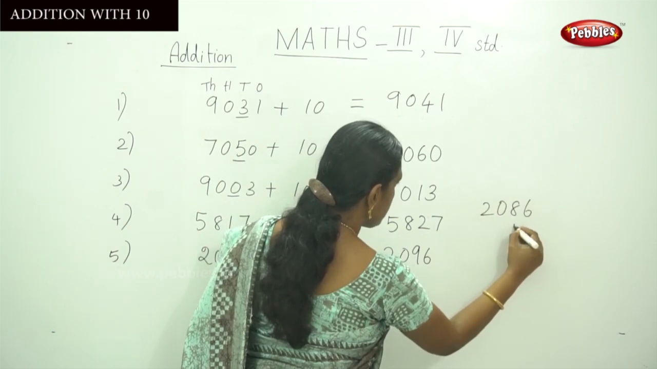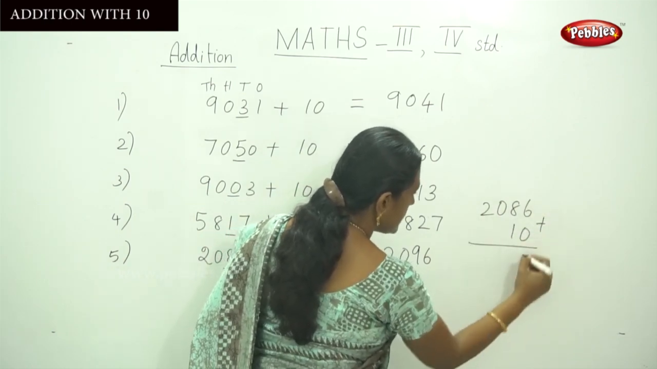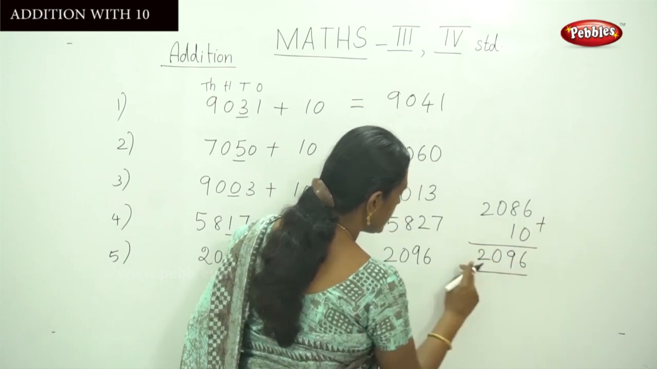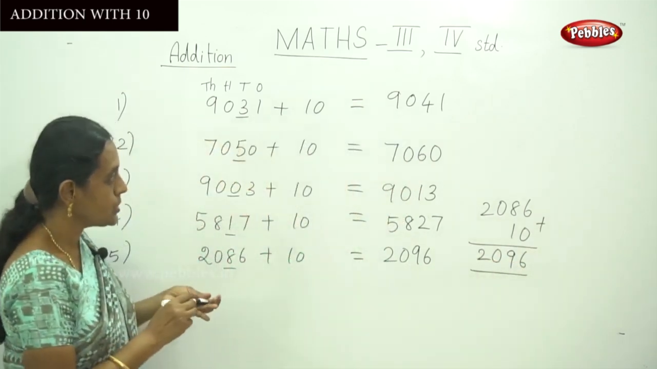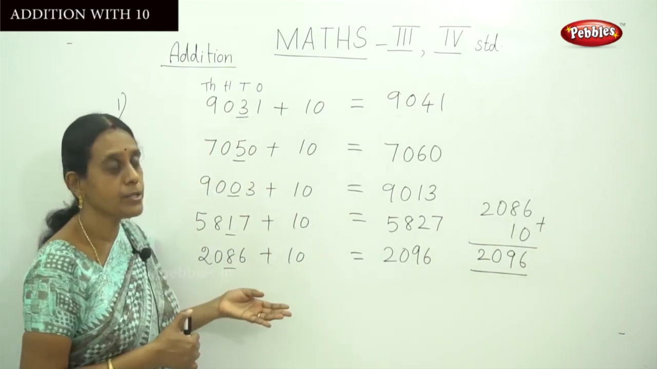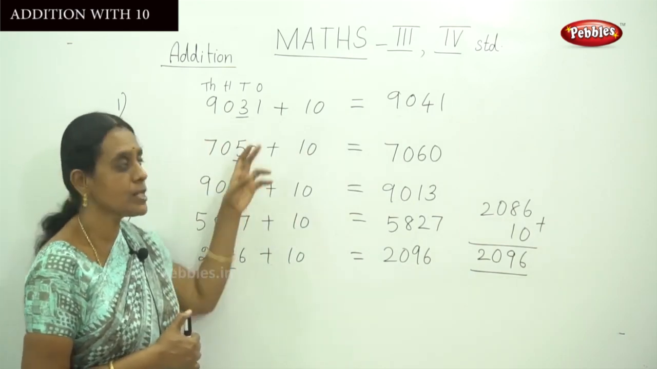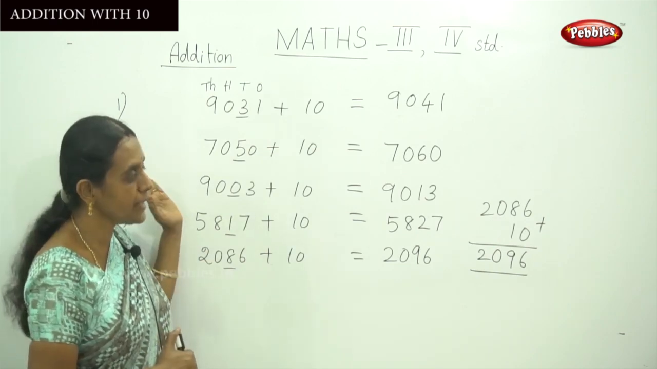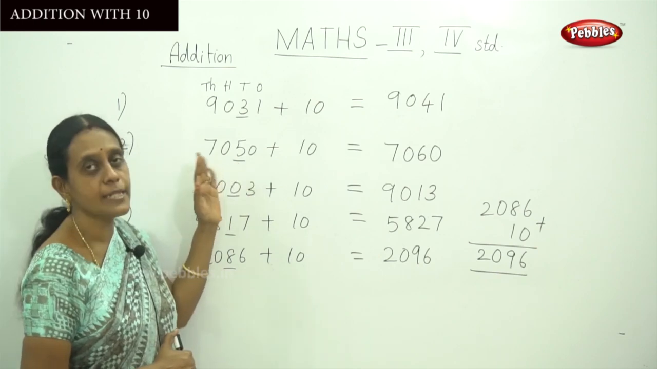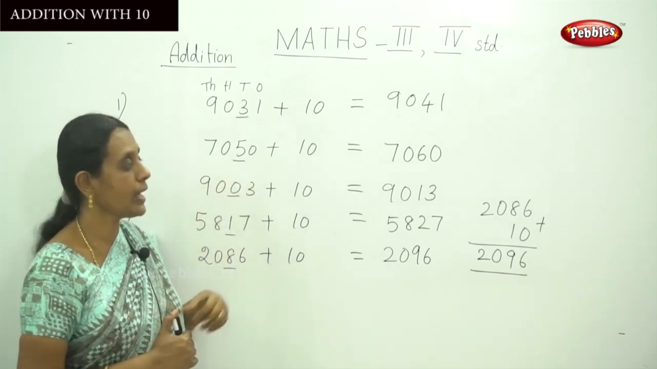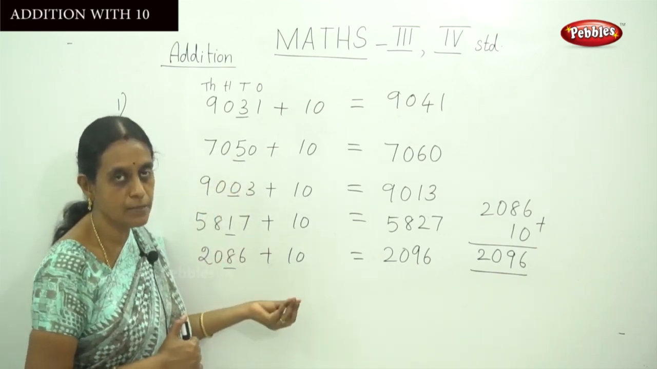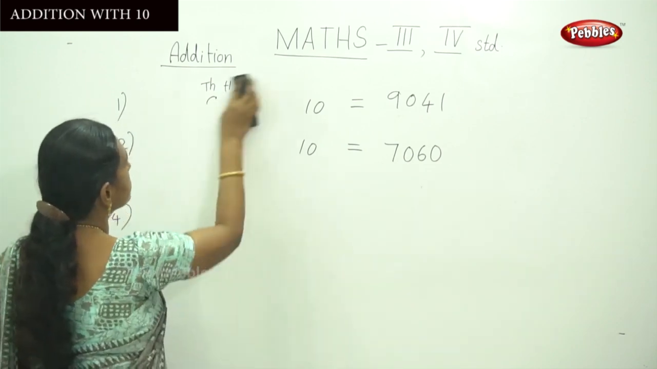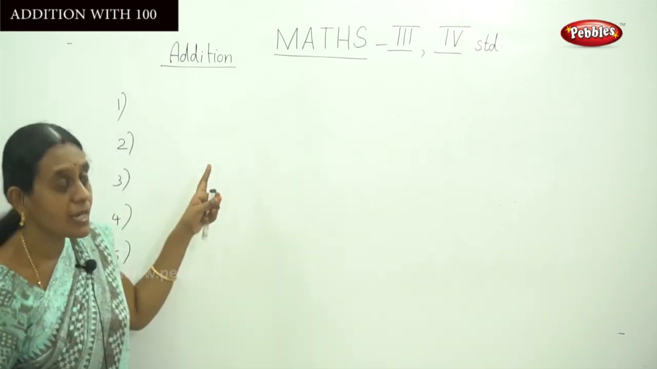Find out this answer here. 2086 plus 10: the tens digit 8 plus 1 is 9, with 0 and 2 staying the same. This is the answer. So this is a simple way to add 10 to any number ending in 0. Now we are doing addition with 10, so simply you have to take the next tens number in your tens place. Okay, let me move on to the next addition sum, that is 100. Similarly, now we are doing it with 100.